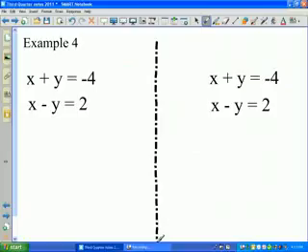So one way is going to be shown on one side. Another way is going to be shown on the other side. So let's work on the left side. Let's say on the left side, I want to eliminate my x's. And on the right side, let's say I want to eliminate my y's first.